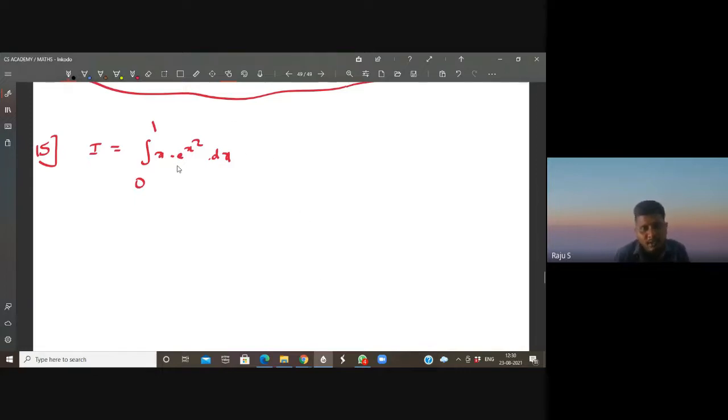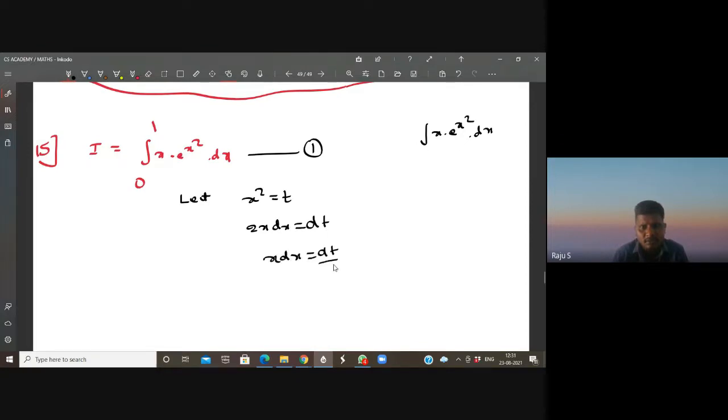Students, here we cannot apply UV rule. Without limits, we already did the same question in indefinite integration. What we did in that case, let us take here x square is equal to t. 2x dx is equal to dt. x dx is equal to dt by 2.